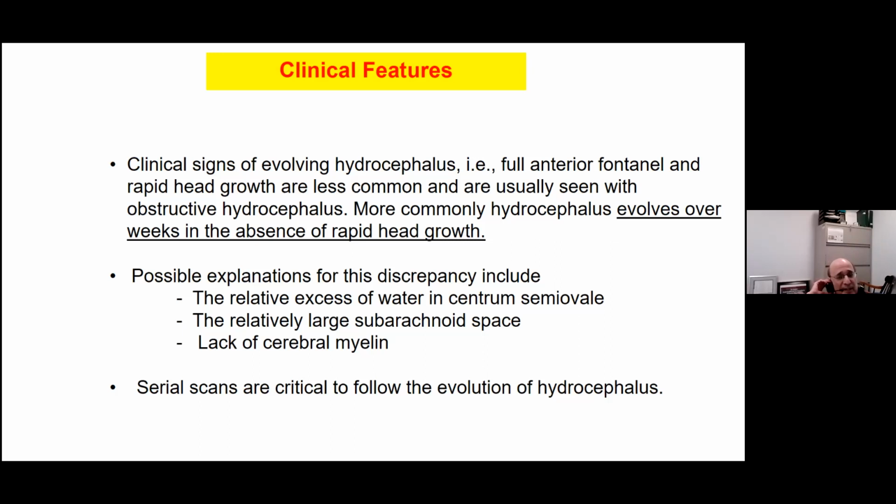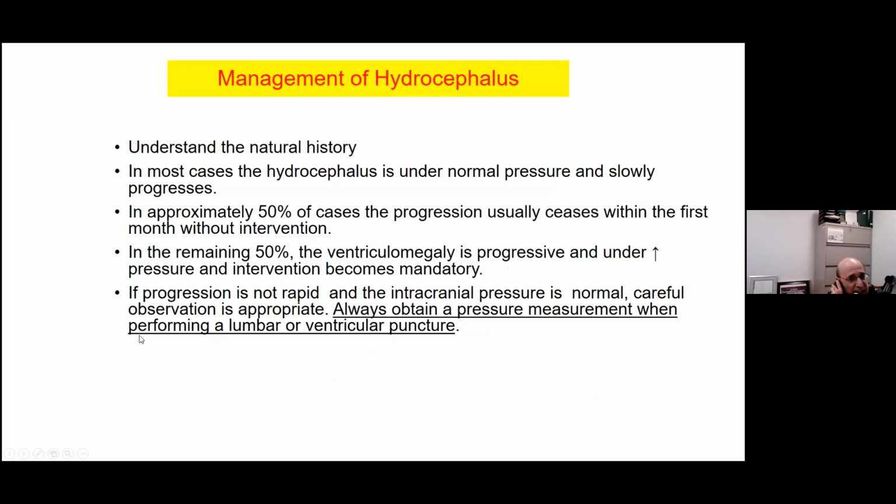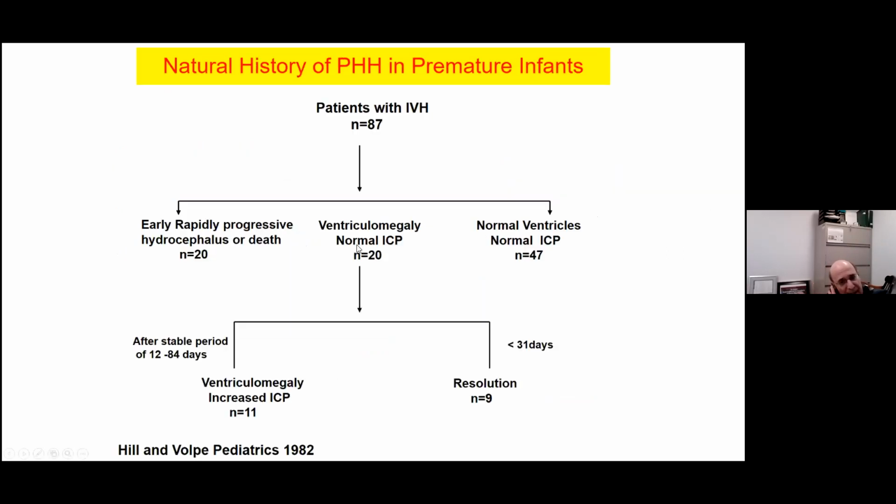And some of the possible explanations for this discrepancy include the relative excess of water in the centrum semiovale, the relatively large subarachnoid space, and the lack of cerebral myelin. And so serial scans are critical to follow the evolution of hydrocephalus. So you need to understand the natural history. In approximately 50% of cases, the progression usually ceases within a month. And then the remaining 50% is slow progressive.